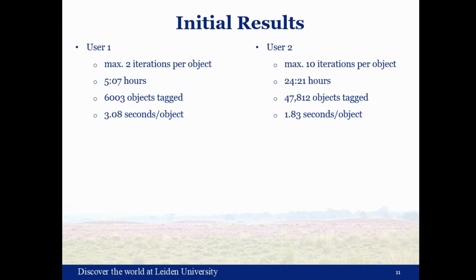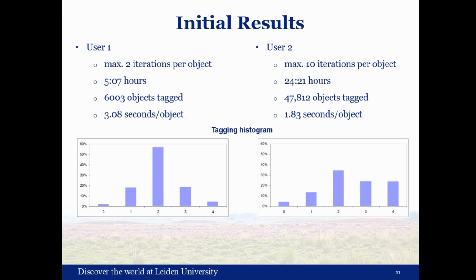What you can see here is a comparison of the tagging results for these two users. You can see that for user one, around 23%, I believe, of all the taggings fall into the two highest classes, while for user two, 48%, I believe, of all the taggings fall into the two highest classes. For both users, the middle class, possible, is the most common one.